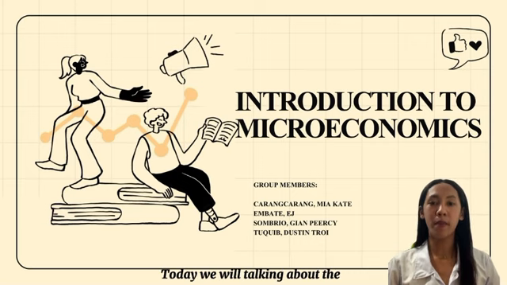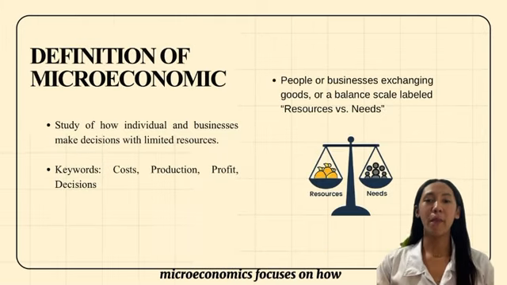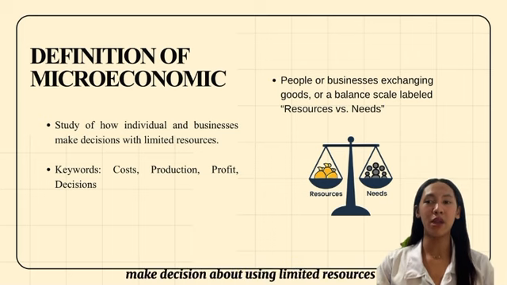Today we will be talking about some basic concepts in microeconomics. Microeconomics focuses on how individuals and businesses make decisions about using limited resources. It helps us understand things like cost, production, and profit, all of which affect how businesses operate every day. Let's start by talking about utility, or how we get satisfaction from consuming goods.